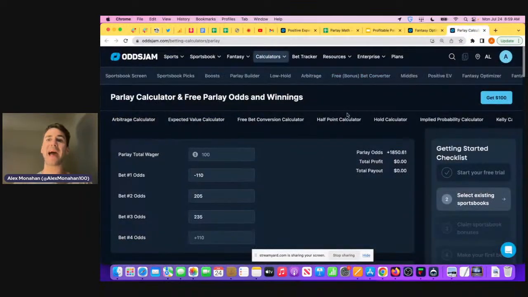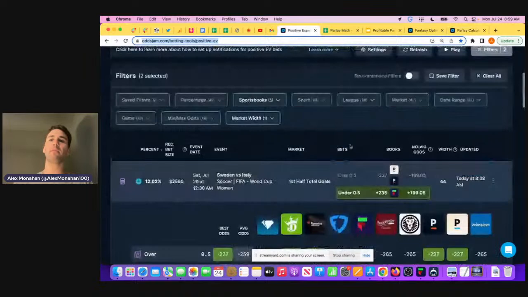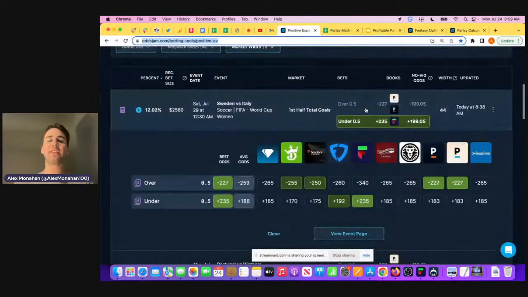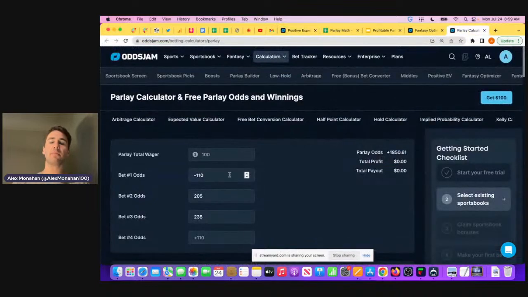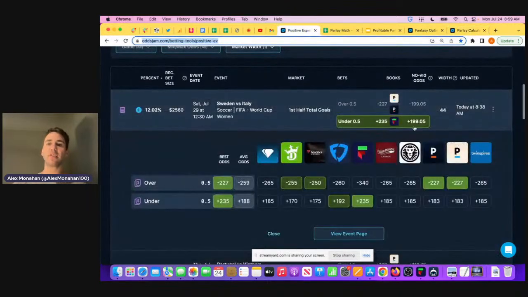So let's get into the math behind a parlay and how to find profitable picks, right? At the end of the day, if every pick in your parlay is profitable, then your parlay will be profitable. The odds on your parlay are just based on the odds of each of the legs, each of the bets that you include in your parlay.